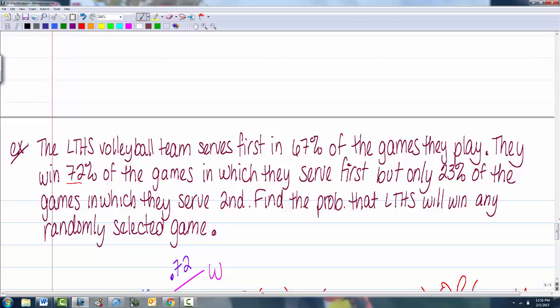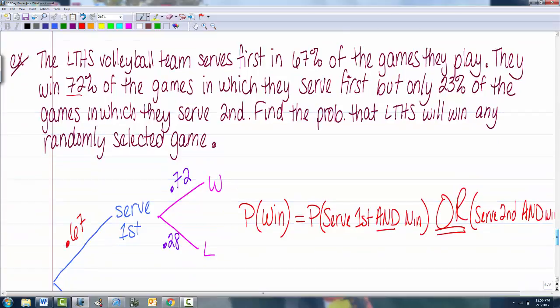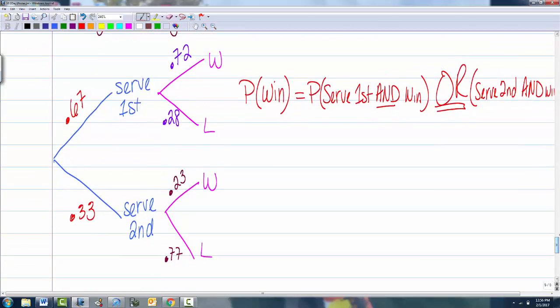When you go to a game, you could either serve first or what? Serve second. So that's the two possibilities to start off. And if you serve first, you can either lose or win. If you serve second, you could still win or you could lose. So this is what you have to set up based off of the probability situation we were talking about. You could go to a game and you could either serve first or serve second.